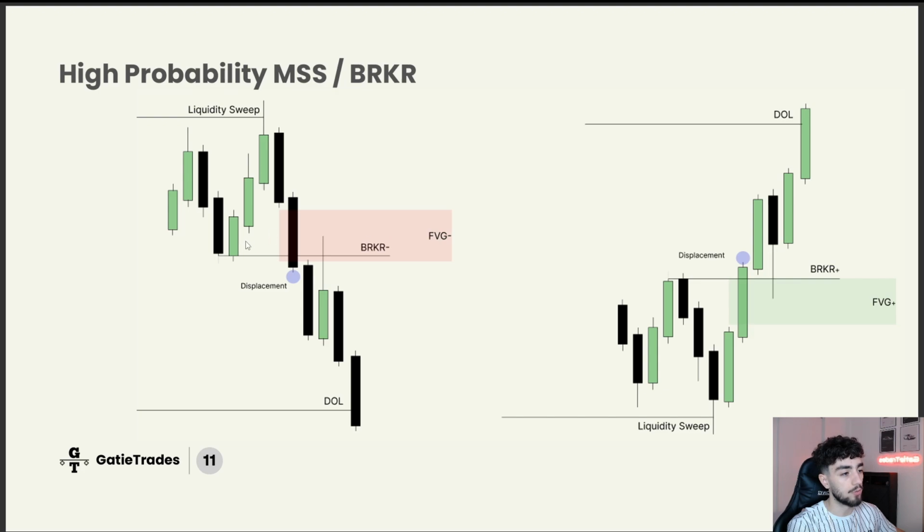This breaker block also overlaps with this order block, which we'll cover in the next episode, and this bearish fair value gap. So this would deem a very high probability bearish breaker block. We also have a drawn liquidity lower, making this pretty much an A+ breaker setup.